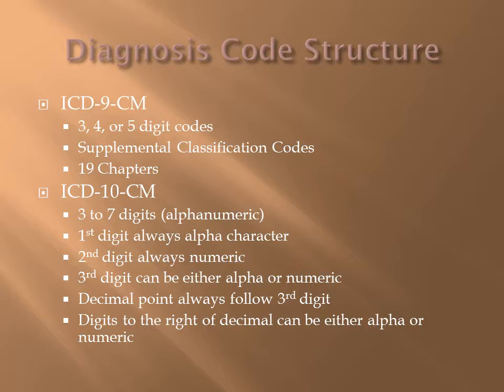Now, ICD-10 will have 3 to 7 digit alphanumeric codes. The first digit is always an alpha character. The second digit is always numeric. The third digit can be either alpha or numeric. A decimal point always follows the third digit. And digits to the right of the decimal can be either alpha or numeric.